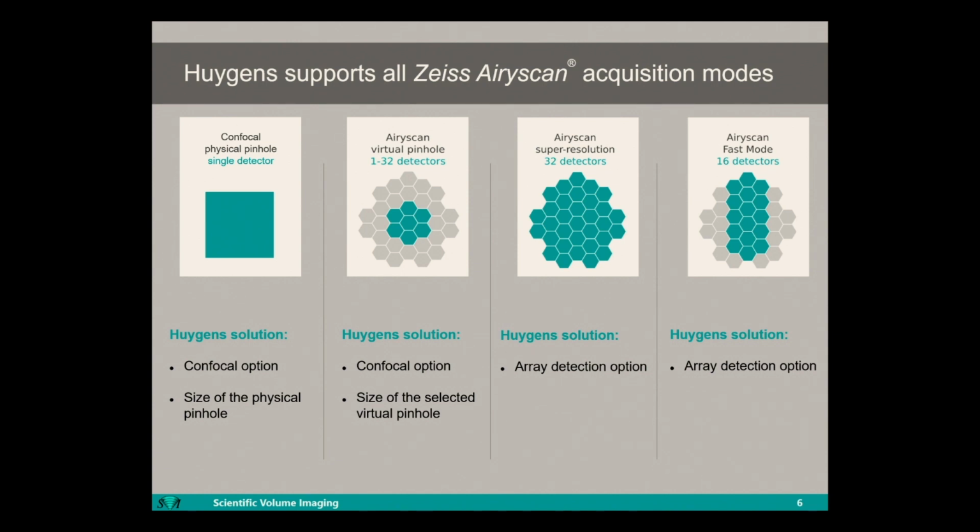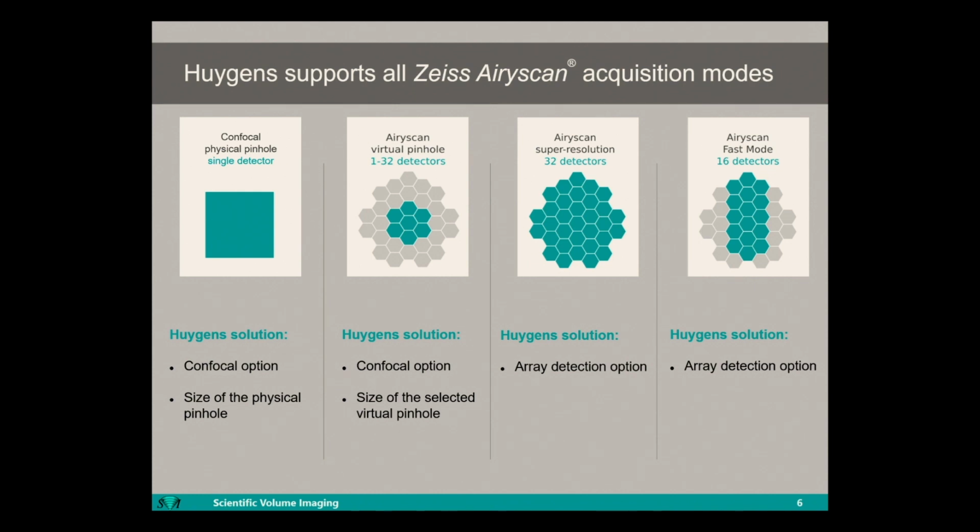The Zeiss Airyscan can work in 4 different modes, namely standard confocal, virtual pinhole, super resolution and fast mode. Huygens supports all these 4 array scan acquisition modes. We will also support the new Zeiss Airyscan 2.